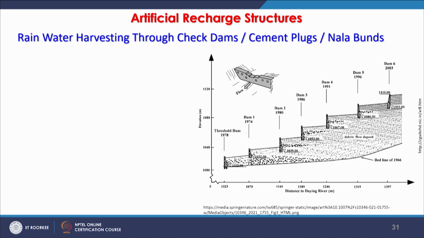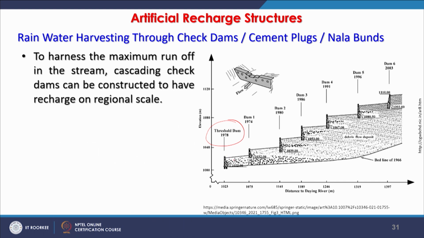See that it is a series of dams; it is not necessary that these dams should be constructed in one day. See here what you are seeing: there is a threshold dam which was constructed in 1978, and then you have dam 1 in 1974, dam 2 in 1980, 86, 91, 96, 2003.